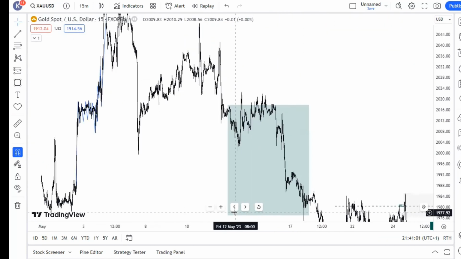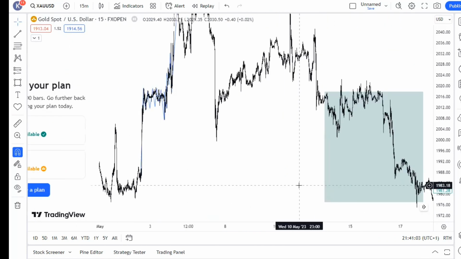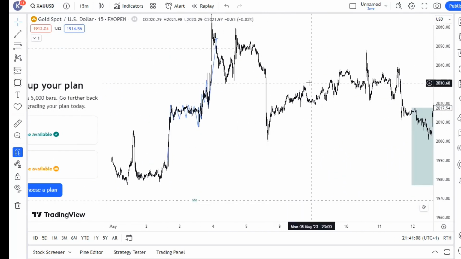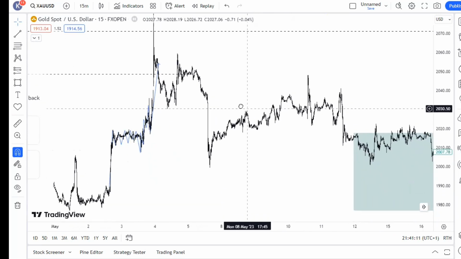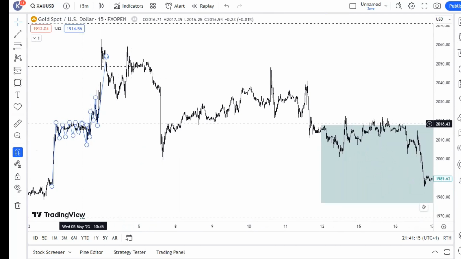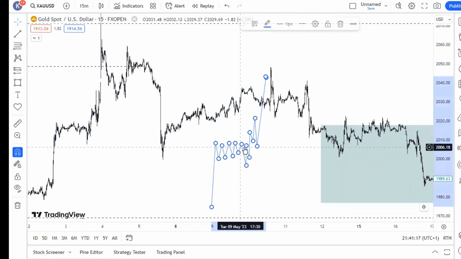Now this was one setup I saw. This was the last setup I explained. You can see the movement, guys.